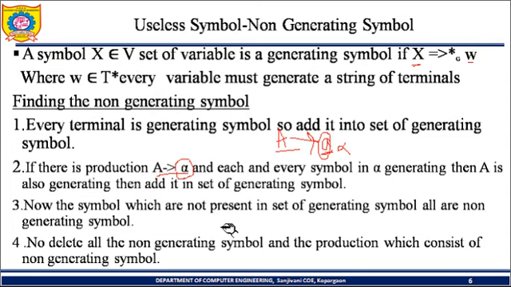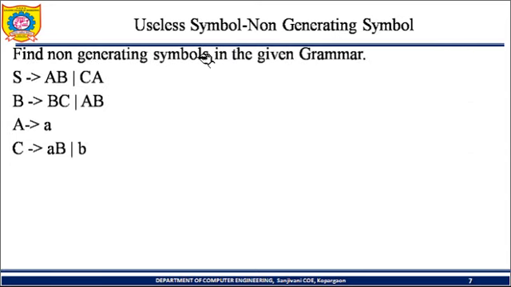Now the symbols which are not present in the set of generating symbols are called non-generating symbols, and we have to delete all the productions which start with a non-generating symbol, as well as all the productions which contain a non-generating symbol. Finally, we need to write the simplified grammar. So here you can see useless symbol, non-generating symbol. We want to find the non-generating symbols in the given grammar.